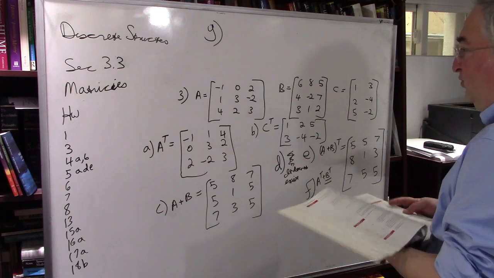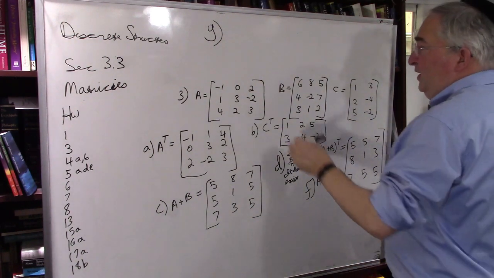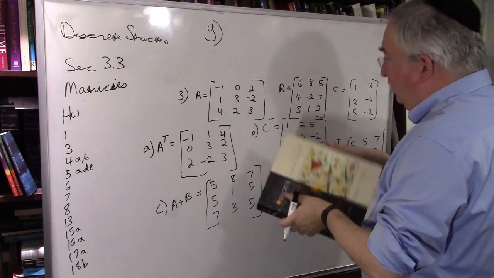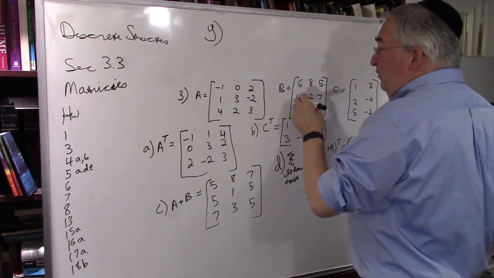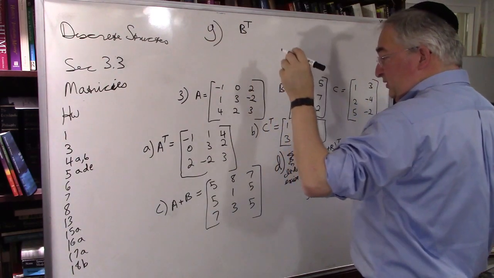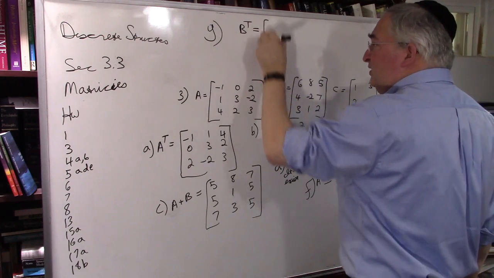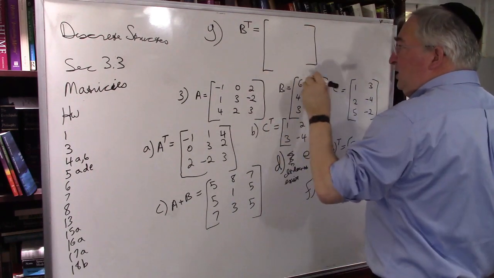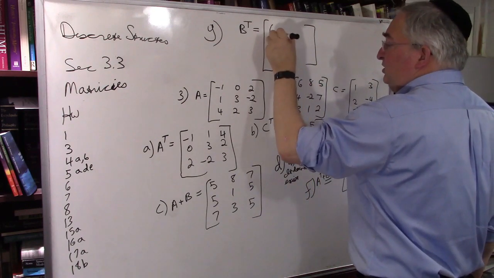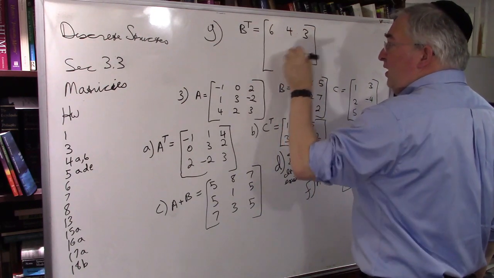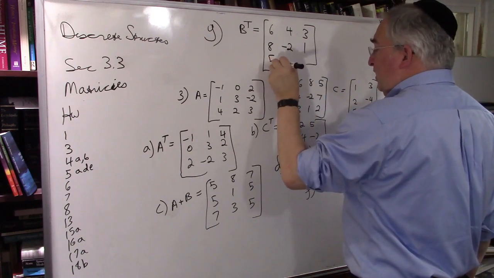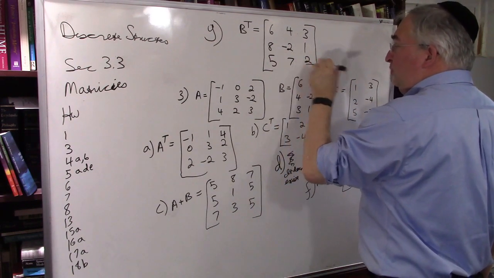B plus B transpose. Let's do that. Okay, so now we're doing G. So here we have B. What's B transpose? B transpose is also a 3 by 3 matrix. Okay, and so that becomes 6, 4, 3, 8, minus 2, 1, 5, 7, 2.